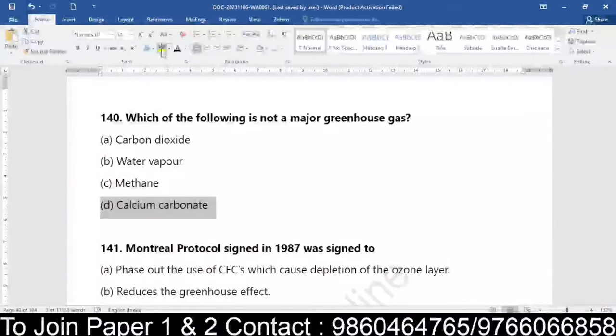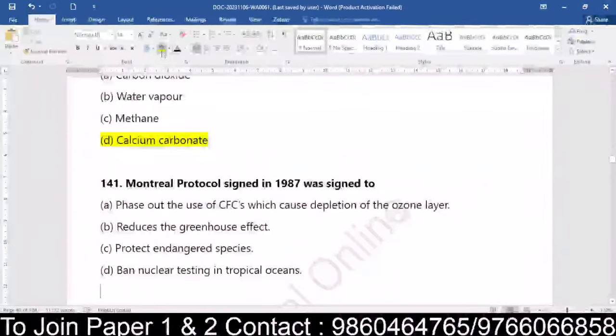Okay. Yes. Now, coming to the next one. The Montreal Protocol, which was signed in 1987, was signed for what? To phase out the use of chlorofluorocarbons, reduce the greenhouse gas effect, protect endangered species, or ban nuclear testing in tropical areas or oceans. So, the Montreal Protocol signed in 1987 is what?